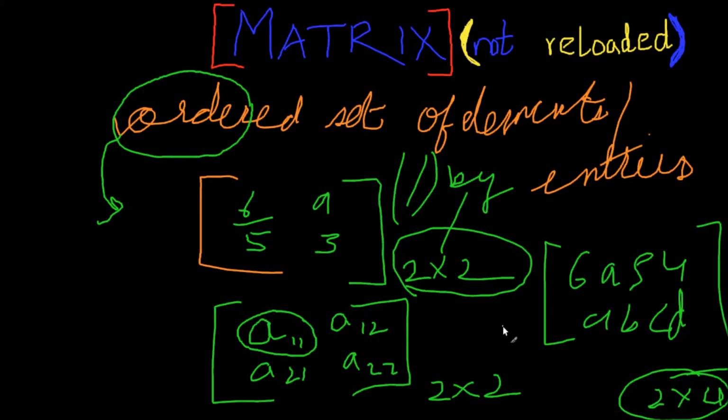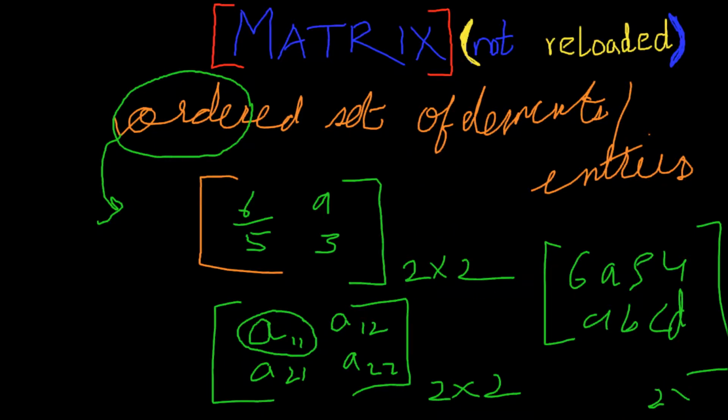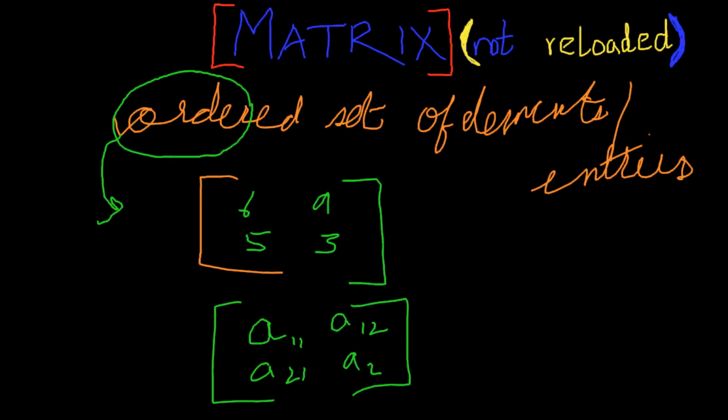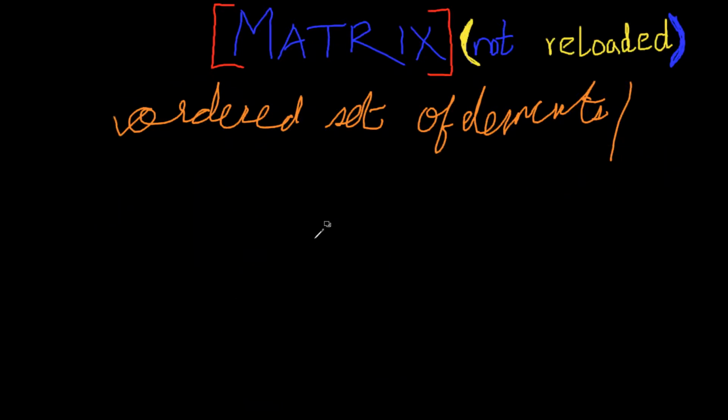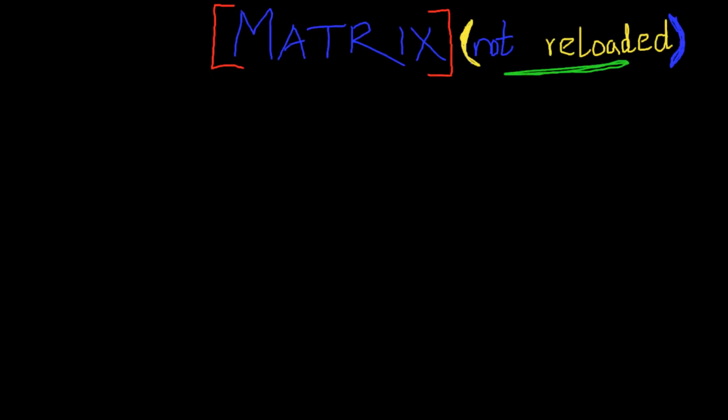And now that you're clear with the order of a matrix, we're ready to move on to equality of matrices and types of matrices. So guys, I'm just going to take a couple of examples. By the way, this part is ready. So now let's move on to equality of matrices.